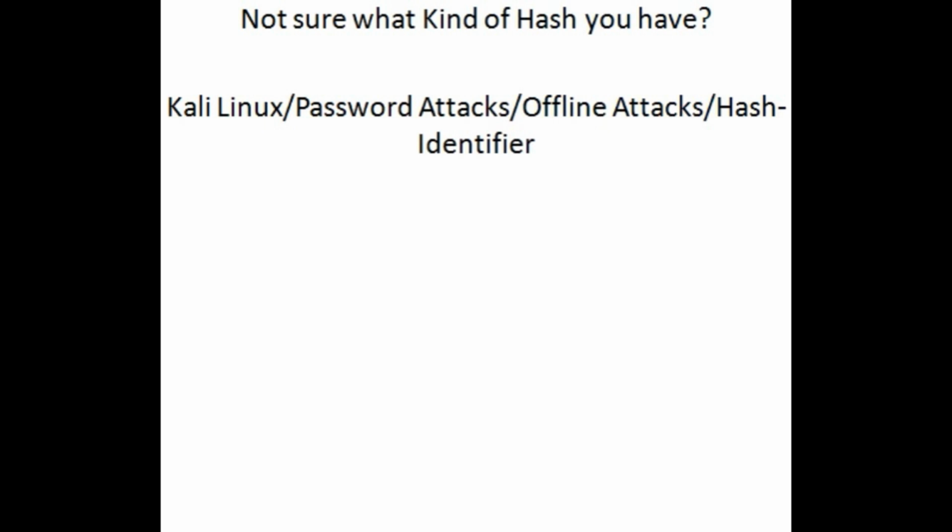Simply run hash ID and input the hash. The program will check it and return the most likely type of hash that you have, along with least likely types. From the Kali menu, Kali Linux / Password Attacks / Offline Attacks / Hash Identifier. Just paste in the hash and hash ID will try to determine what type it is.